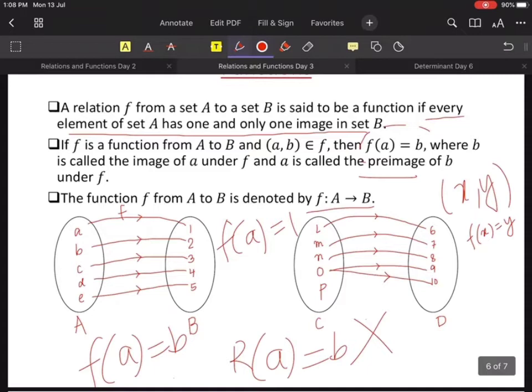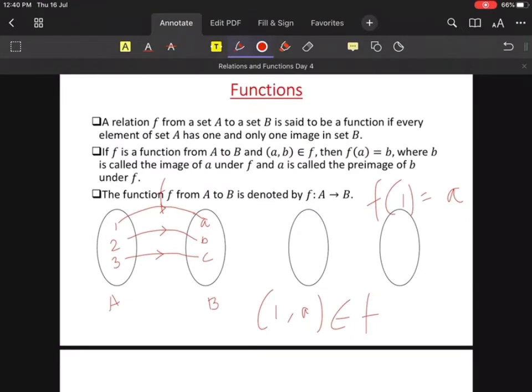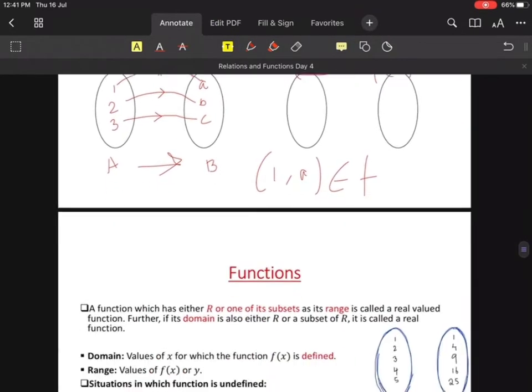Okay. Now how do we denote a function? Function f from a to b is denoted by f colon a arrow b. Now why this arrow? Because it is going from 1 to a, from 2 to b, from 3 to c, from a to b. That's why f is a function colon a to b. This is how you denote a function. Understood? Am I clear?